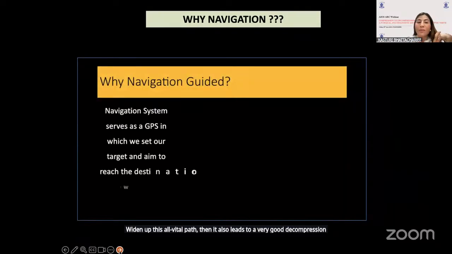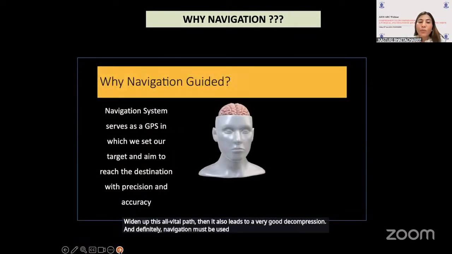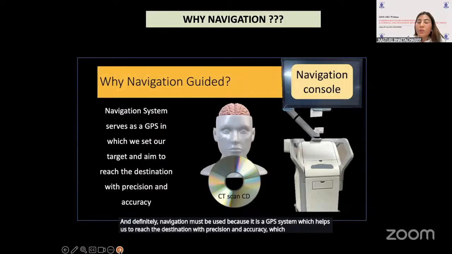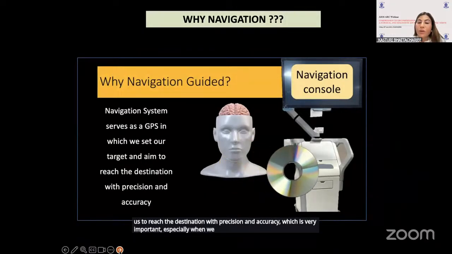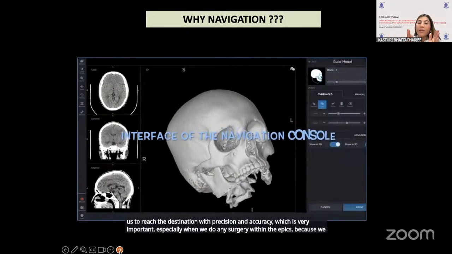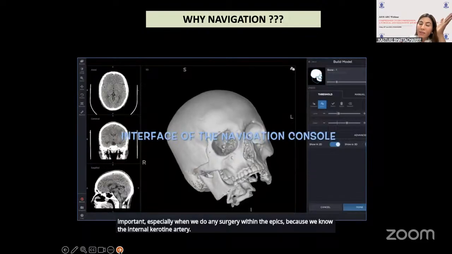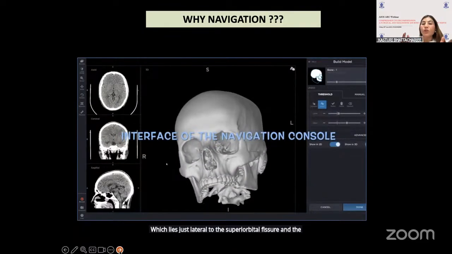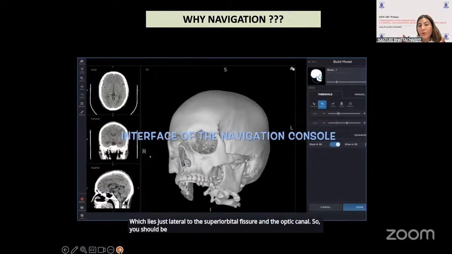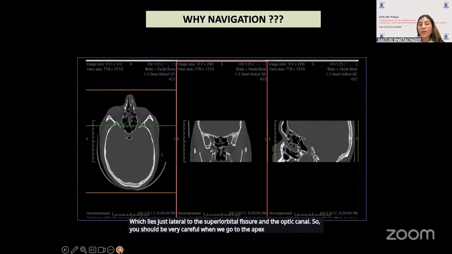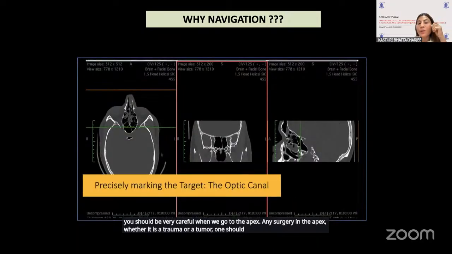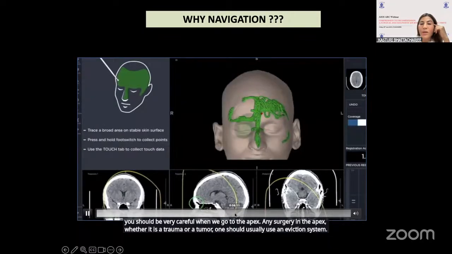And definitely navigation must be used because it is a GPS system which helps us reach the destination with precision and accuracy, which is very important, especially when we do any surgery within the apex, because we know the internal carotid artery lies just lateral to the superior orbital fissure and the optic canal. So you should be very careful when we go to the apex, for any surgery in the apex, whether it is a trauma or a tumor, one should usually use a navigation system to make it a safer surgery.